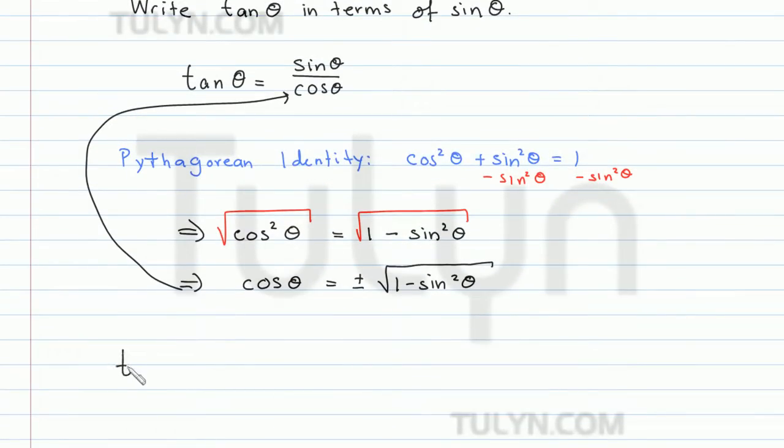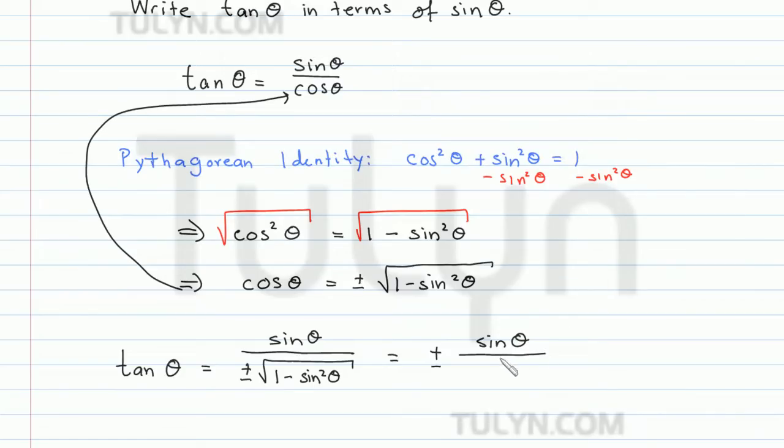So finally what we have is tangent of theta is equal to sine of theta over plus or minus the square root of 1 minus sine squared of theta. And then finally, to write this nicer, let's pull this plus or minus out. So this is going to be plus or minus sine theta over the square root of 1 minus sine squared of theta. So there, we have written tangent of theta only in terms of sine.